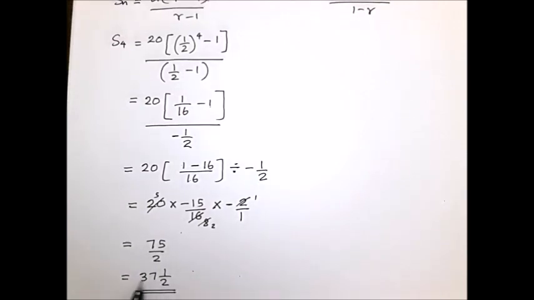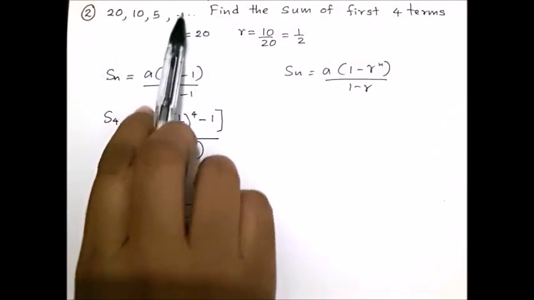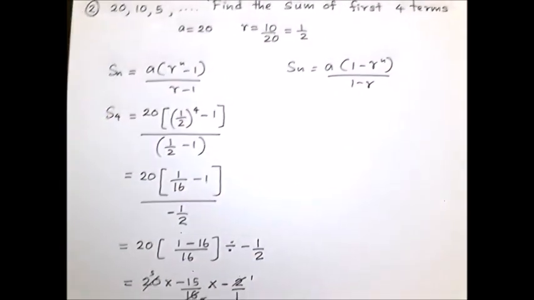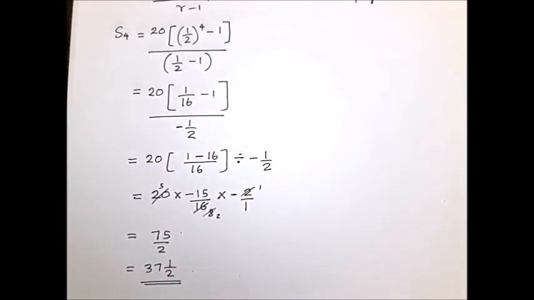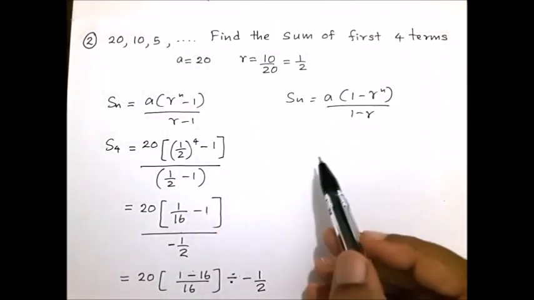This is the sum of the first 4 terms of this progression 20, 10, 5 and the next one. The sum of these 4 terms is equal to 37 and a half. Now I am going to use the second formula to solve the same question.